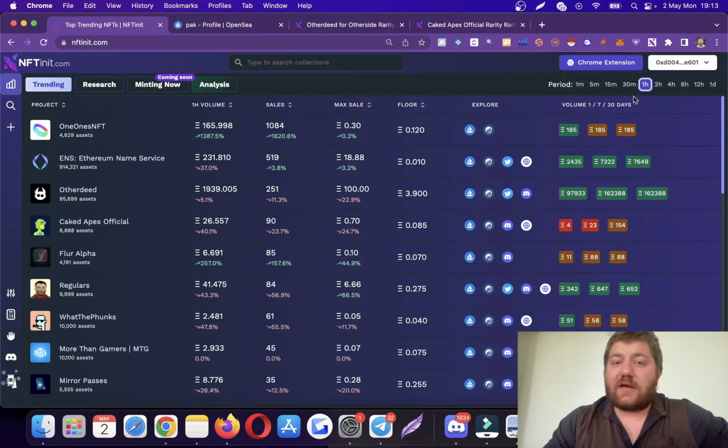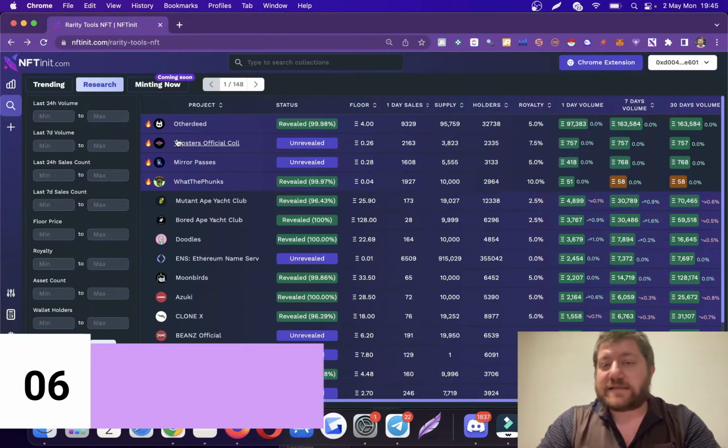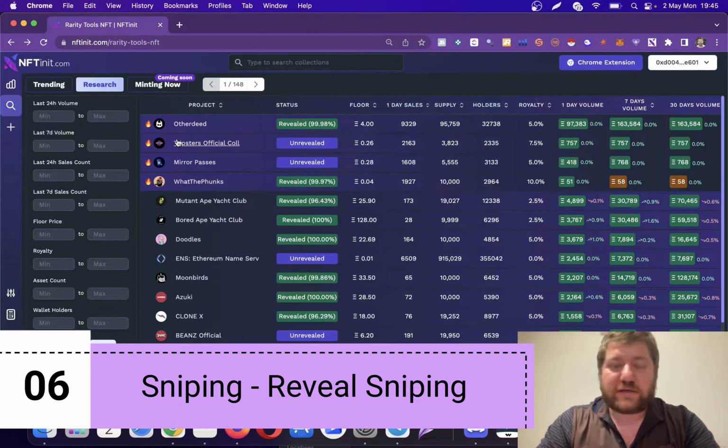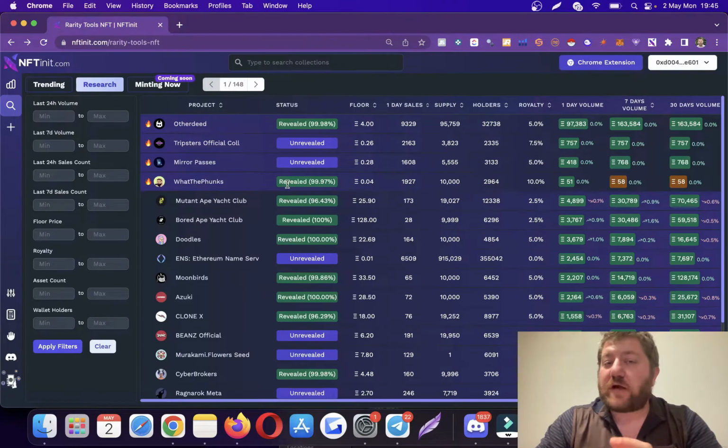In the next video, we are going to be stepping into the sniping part, flipping part, so it is going to be more fun, I promise. However, we will be using all the screens and all the info I have shared so far. Let's step into sniping, or in other words, reveal sniping. But we first have to understand the statuses. What is revealed and what is unrevealed.